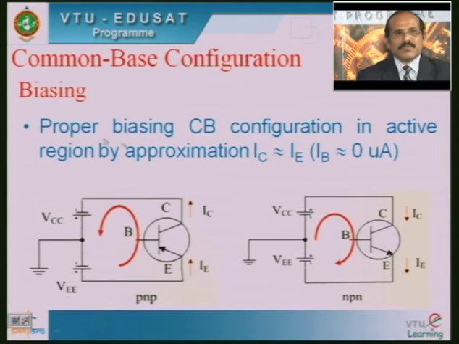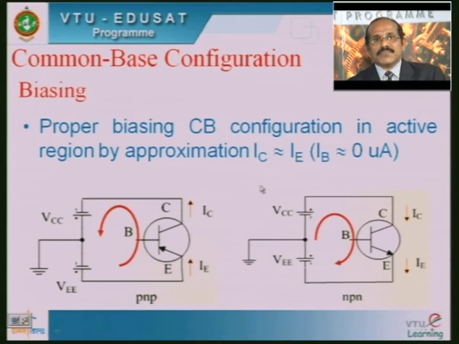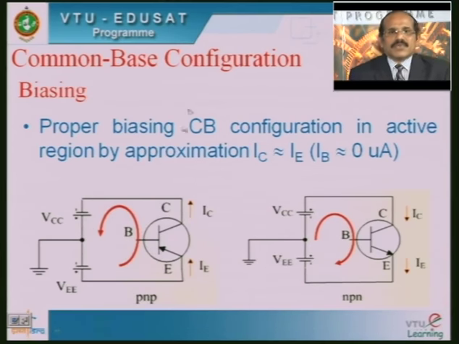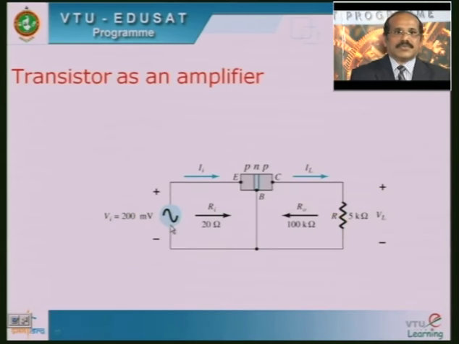So that's what this particular slide shows: the proper biasing of the CB configuration in the active region by approximating IC equal to IE, since we are neglecting IB. You can see that the base terminal is floating. So with this arrangement we can have the CB configuration in the active region.